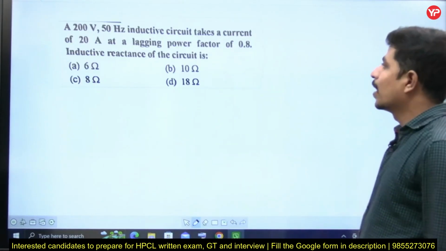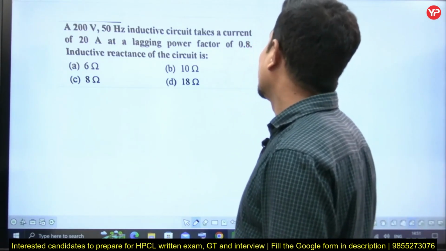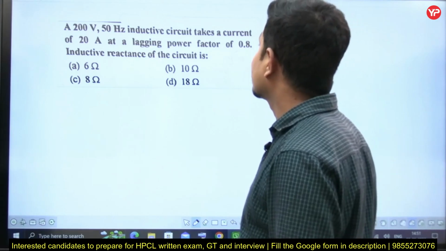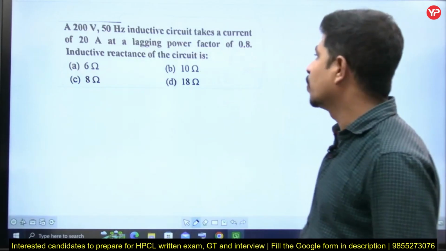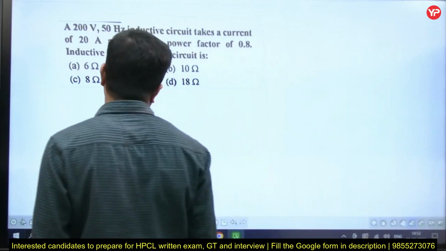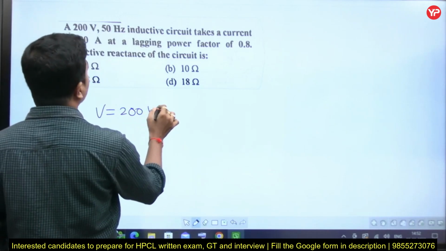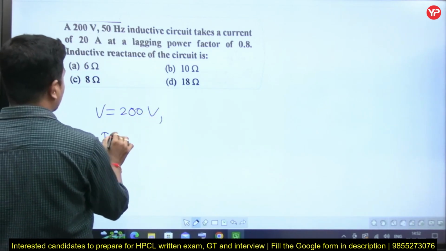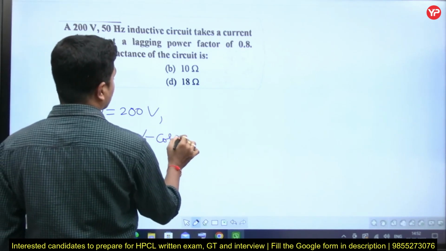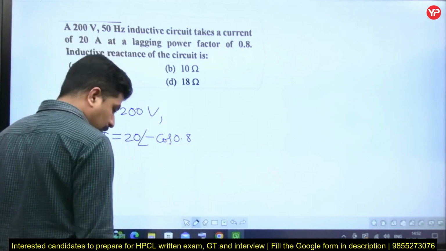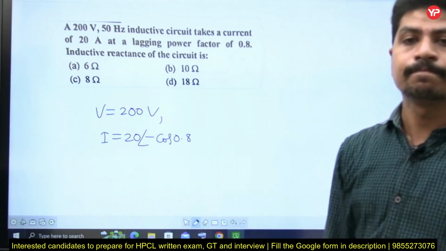Let's go to the next question. A 200 volts 50 hertz inductive circuit takes a current of 20 amperes at a lagging power factor of 0.8. The inductive reactance of the circuit is, very good question, simple question. So V is equal to 200 volts is given. I is 20 at an angle of minus cos inverse of 0.8.